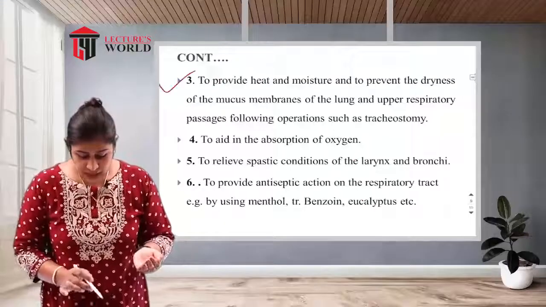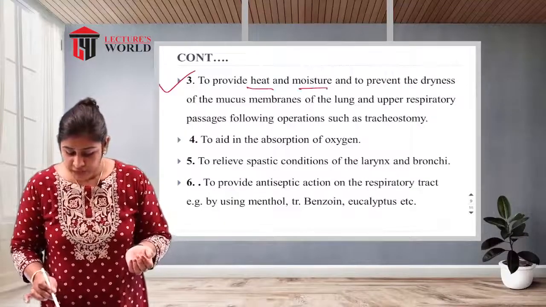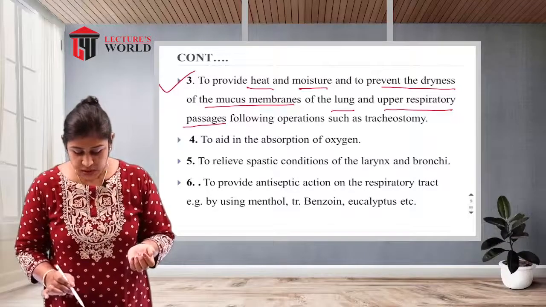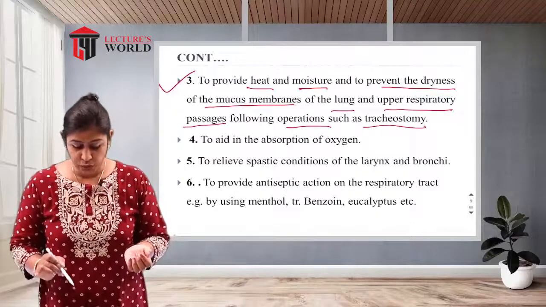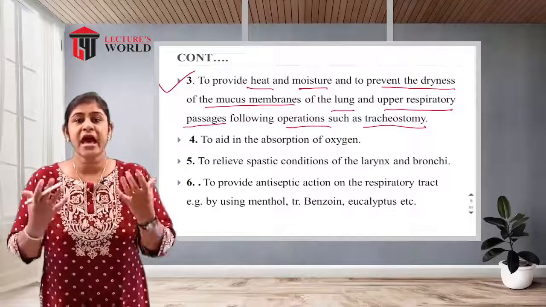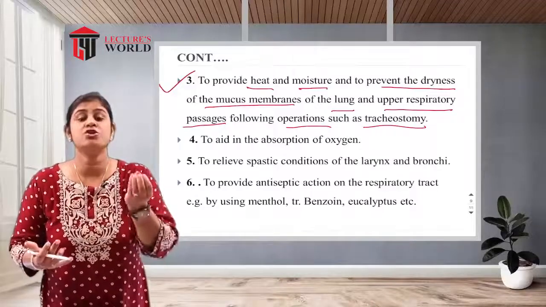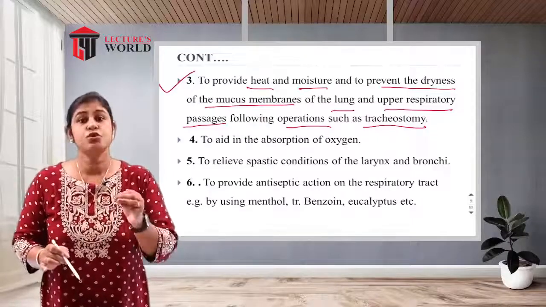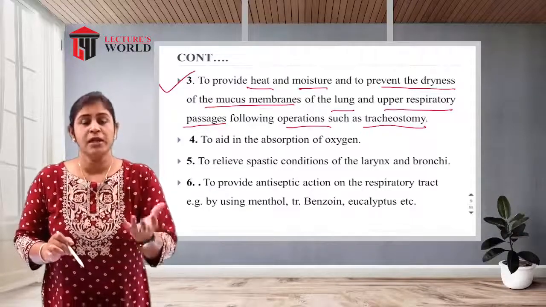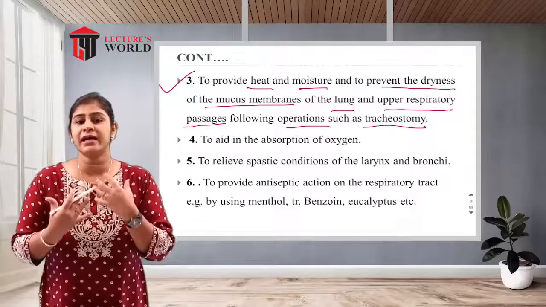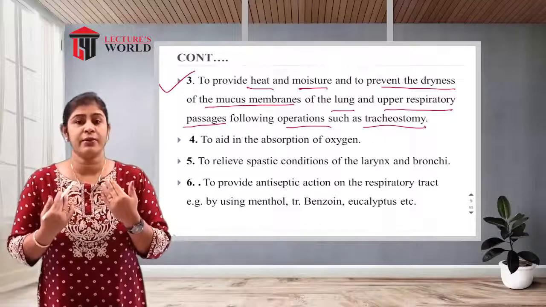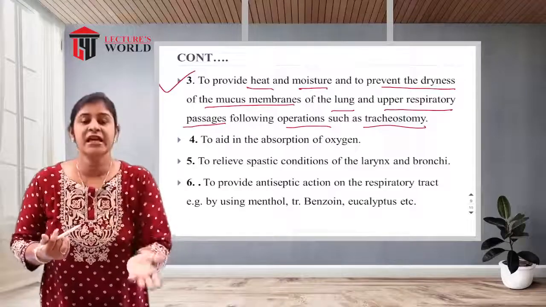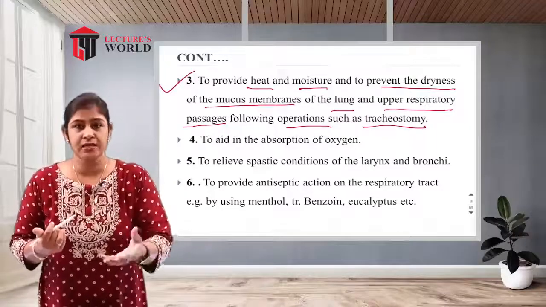Next is to provide heat and moisture and to prevent dryness of the mucous membrane of the lung and the upper respiratory passages following operations such as tracheostomy. So we can say to provide heat and moisture and to prevent any dryness in the lungs, for that also we give inhalation. During tracheostomy operations, the patients feel something is there inside, in the trachea region. So inhalation is provided so that heat and moisture is provided to that region.